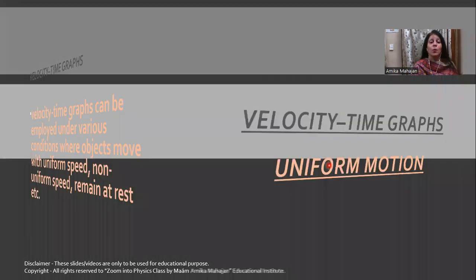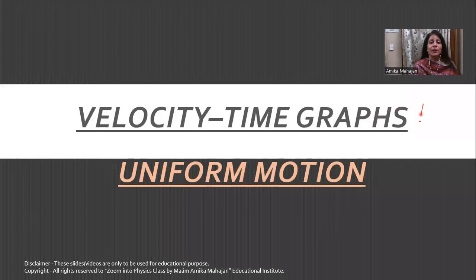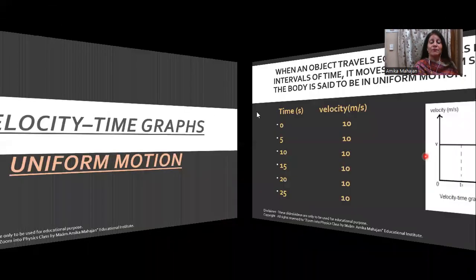In this, we take time along x-axis and velocity along y-axis. First of all, we will consider velocity time graph for uniform motion.